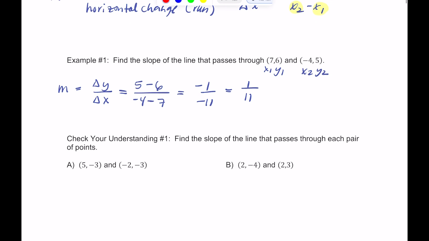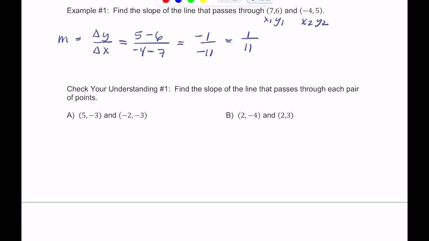What I'd like you to do is pause the video and practice finding the slope of the line that passes through each of those points. And then you can unpause when you're ready to move on.